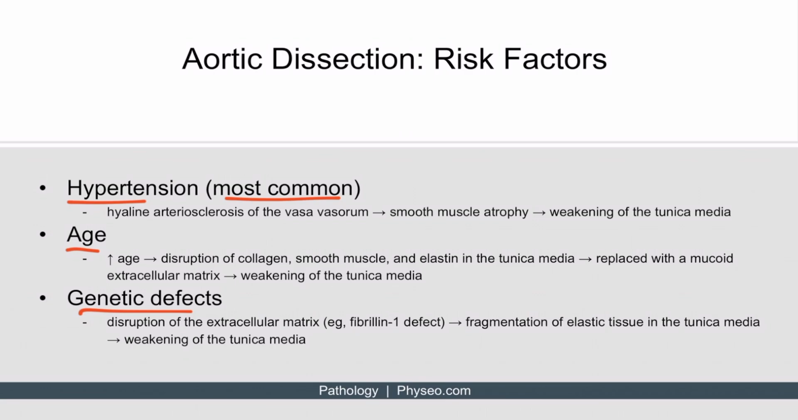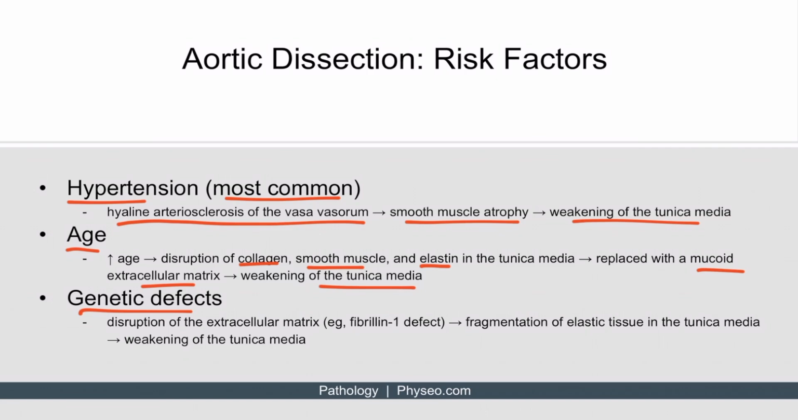So with hypertension, hyaline arteriosclerosis of the vasa vasorum prevents adequate perfusion to the tunica media. This leads to smooth muscle atrophy, which then causes weakening of the tunica media. With age, patients experience disruption of collagen, smooth muscle, and elastin in the tunica media. This is replaced with a mucoid extracellular matrix, and this again leads to weakening of the tunica media.